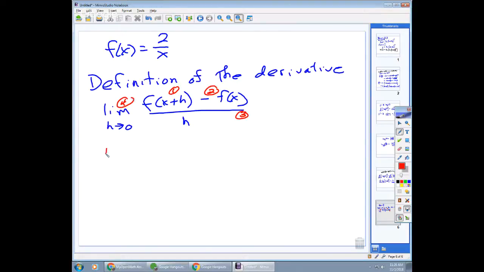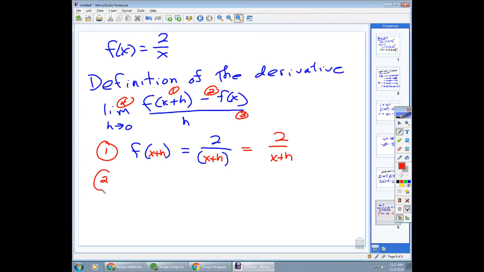So step 1. Replace the x with a blank parentheses everywhere there's an x, and then fill in those blank parentheses with x plus h. So I'm done with part 1. There's nothing I can do to simplify that fraction. So on the computer, I would just say 2 over x plus h. And on the computer, you need the parentheses for it to appear right.